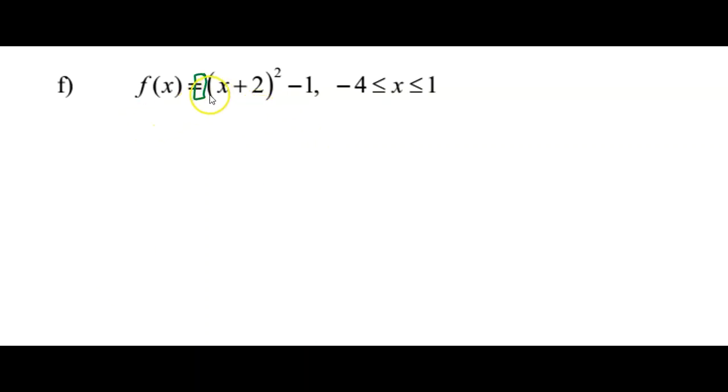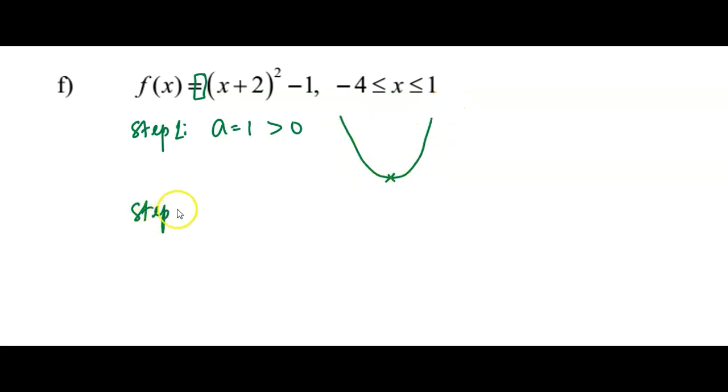From step 1, determine the a. In step 1, a is equal to 1, meaning that it is greater than 0. This means the graph has a minimum point, or we say that it has the shape opening upwards. And for step 2, I can determine the minimum point directly because the completing the square is already done. The minimum point will be (-2, -1). So now we can start to sketch the graph.